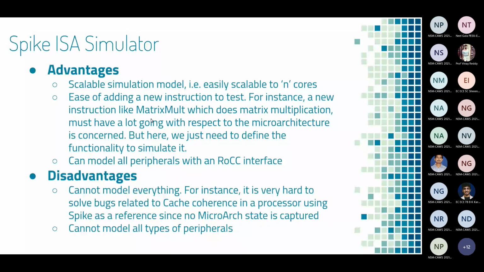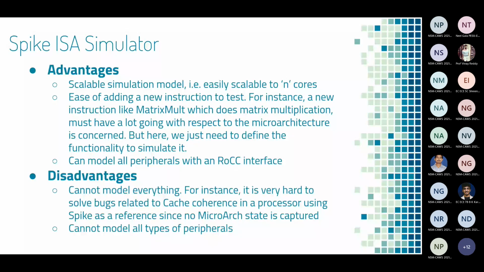So it's an easy way to prototype, and it can model all peripherals with an ROCC interface. So if your peripheral has an ROCC interface, it can model that particular peripheral. Let's say you have your peripheral in Verilog, but it has an ROCC interface. You can integrate it with Spike and just test your peripheral alone without having a core implementation to integrate the peripheral with. So it's a quick way to test things.